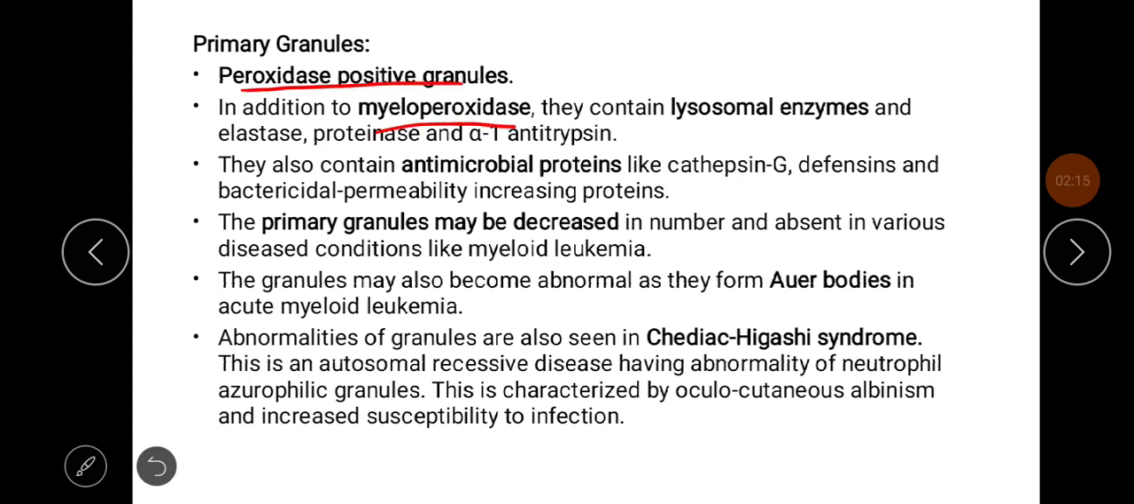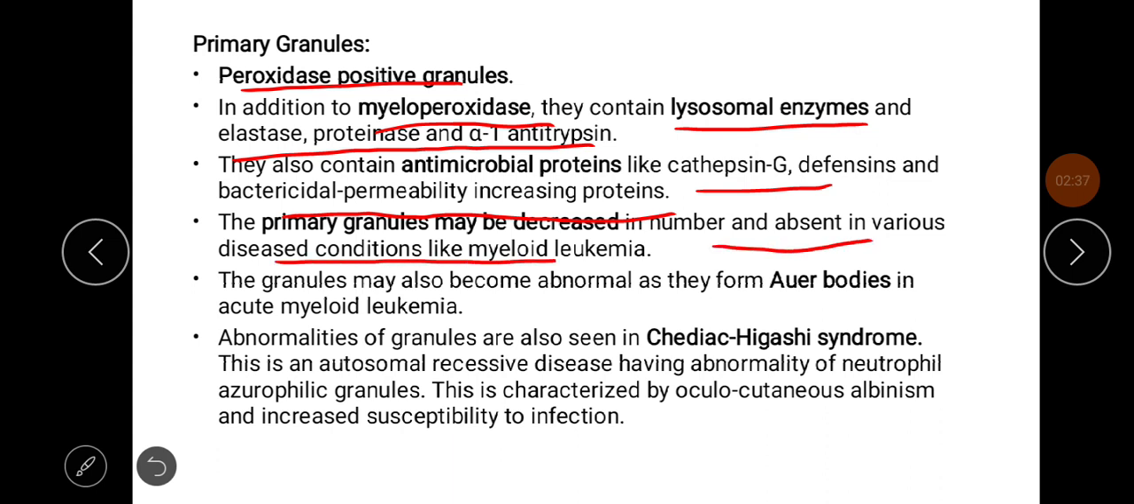In addition to myeloperoxidase, they contain lysosomal enzymes, elastase, proteinase, and alpha 1 antitrypsin. They contain antimicrobial proteins like cathepsin G, defensin, and bactericidal permeability increasing proteins. The primary granules may be decreased in number or absent in various disease conditions like acute leukemia or myeloid leukemia. The granules may also become abnormal as they form Auer bodies in acute myeloid leukemia.